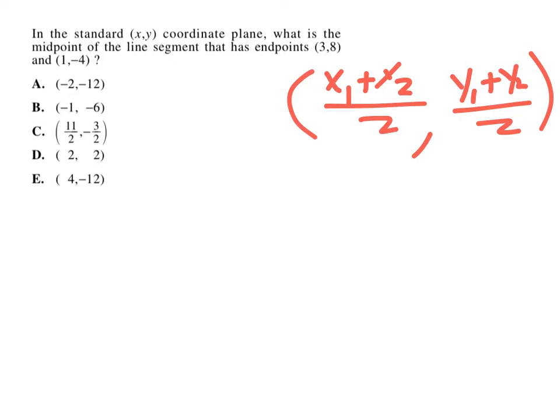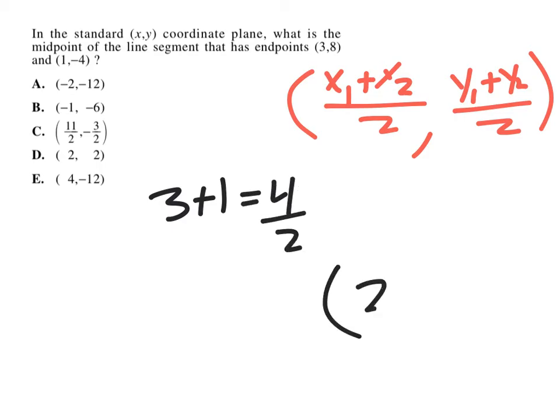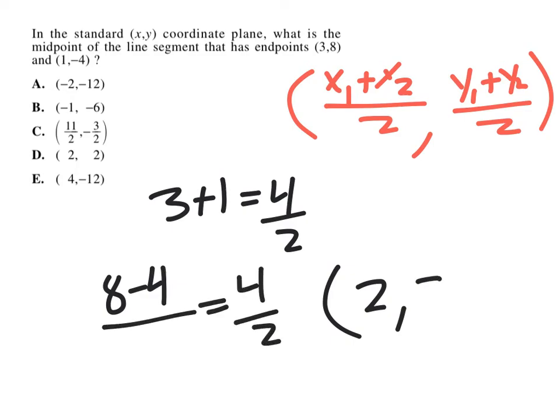So if I look at the average of the x's, I had 3 and 1, which adds to be 4, and then I divide that by 2, which means the middle of 3 and 1 happens at 2. And then to find the y value, I would do 8 and negative 4, which is 4, and divide that by 2. So it is also 2. So the midpoint of these 2 points would happen at (2, 2), which means the correct answer here should be D.